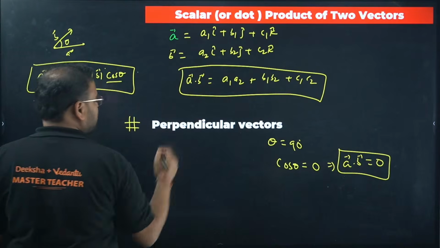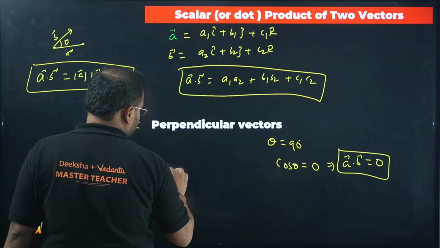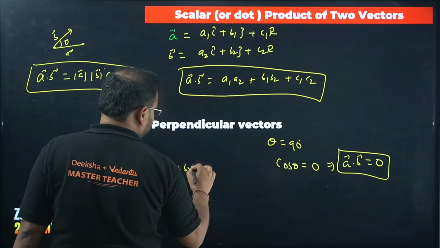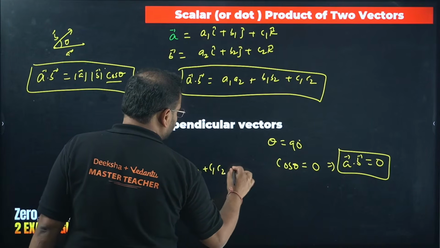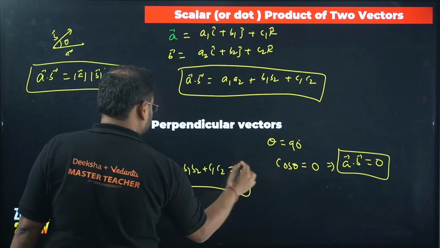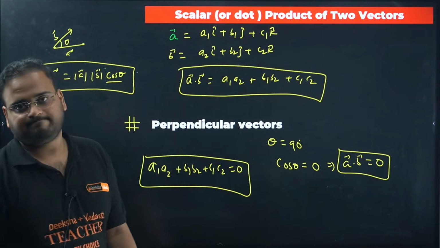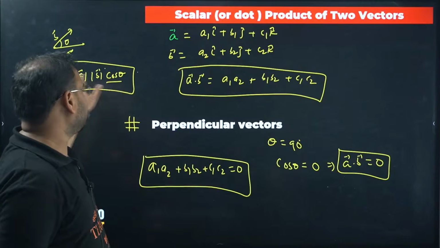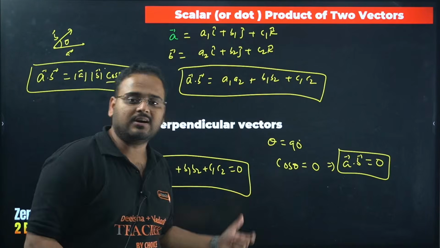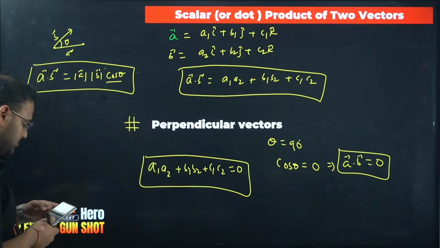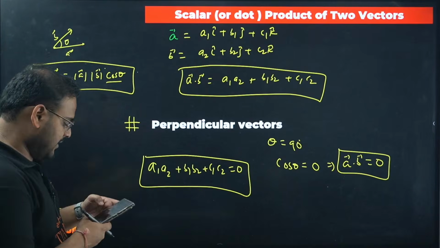You can make sense of this in the case of components also. So A1 B1 + A2 B2 + C1 C2 becomes equal to 0. Whether by the definition or with the help of components, this is the result for perpendicular vectors. Clear, guys?